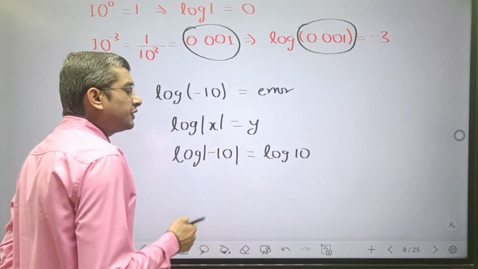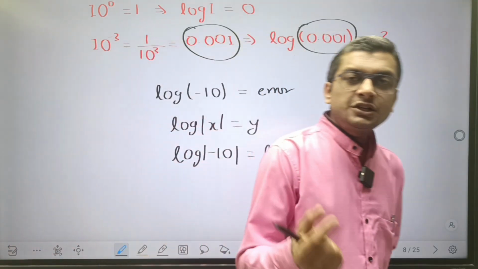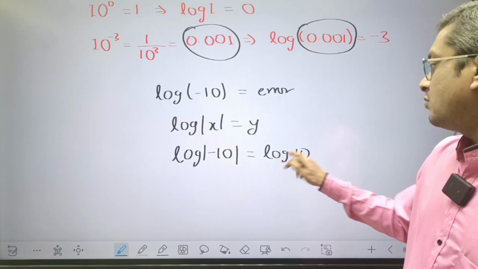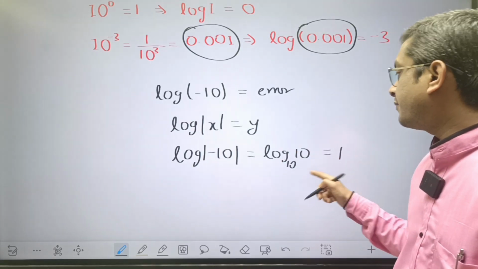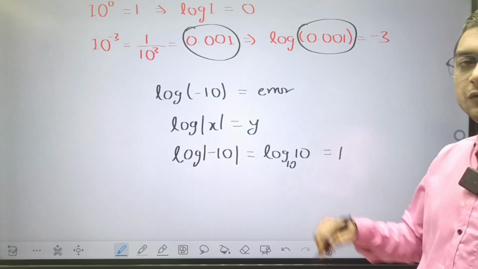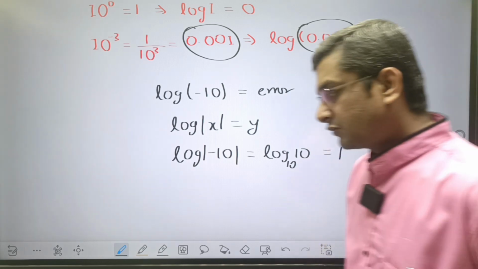So what is the mod function? It removes the negative sign and considers only the magnitude. So we have log 10 and the value is 1 because here it is power 1. So to what power must this base 10 be raised to get the result 10? That is equal to 1. So are you getting now?